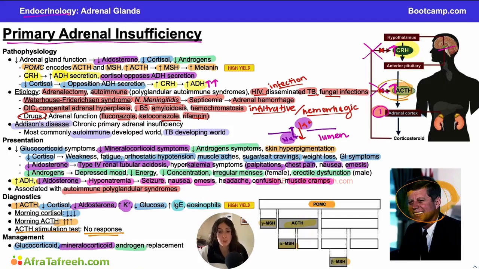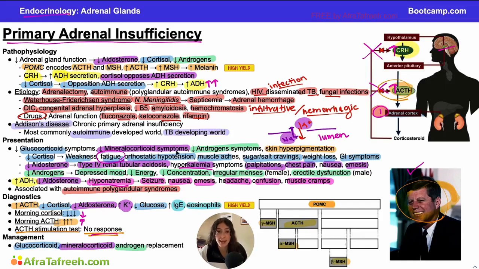Your classic patient with primary adrenal insufficiency is going to be a patient that has JFK's copper-toned skin. They are going to be low weight. They're going to have fatigue, orthostatic hypotension. They may present with these hyponatremia symptoms, or they may present with symptoms of hyperkalemia. On labs, you're going to see decreased AM cortisol, increased ACTH, and no response to our ACTH stimulation test.